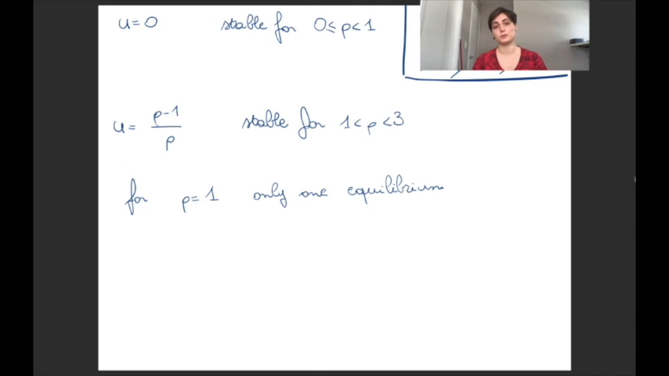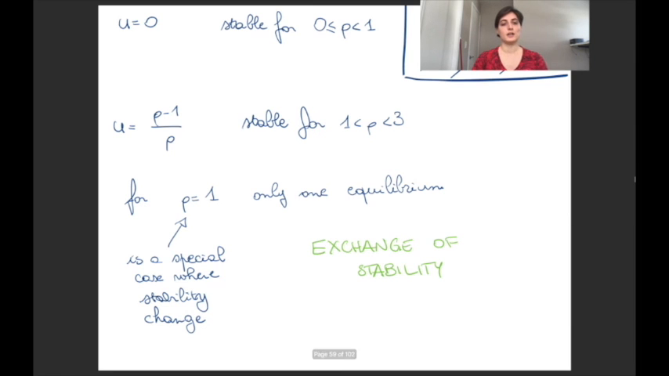For rho equal to 1, that is not included in the stability of either, we only have one equilibrium, and it is stable. Rho equal to 1 is a special case, and it's where the stability changes between the two solutions. Also notice that at rho equal to 1, the second equilibrium, rho minus 1 divided by rho, is equal to 0. So we have two equilibria that tend to each other, touch each other, and go away from each other again. And where they touch, the stability flips between the two of them.